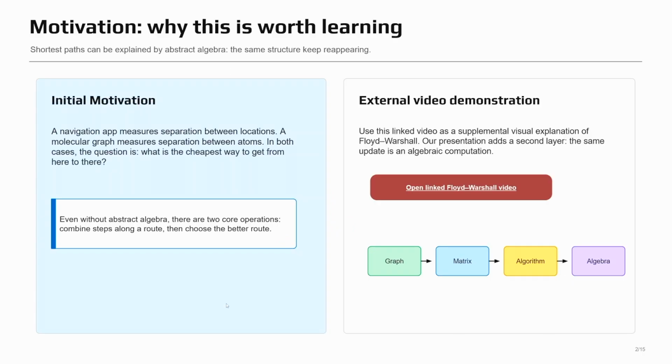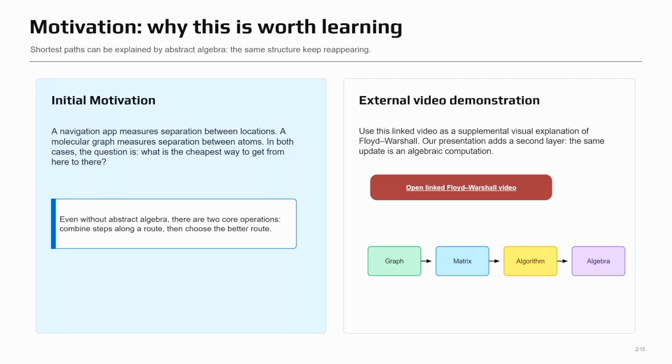This naturally brings up an important question as to why we should even care about this topic and what is the motivation behind this presentation. That being navigation apps and maps as a whole, which allow us to see what is the cheapest or fastest way to get from point A to point B, a problem that shows up in everyday life. This shortest path algorithm can be used to solve this exact problem as well as the distances between atoms in a molecule, as these problems algebraically are very similar to one another.